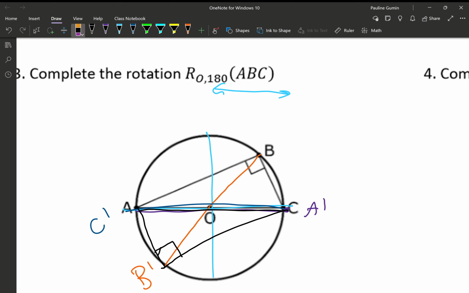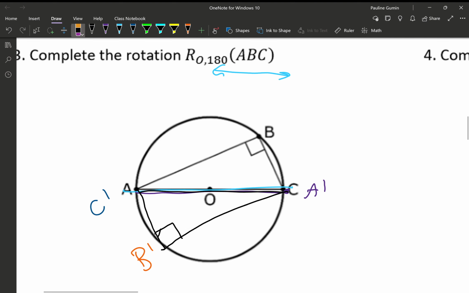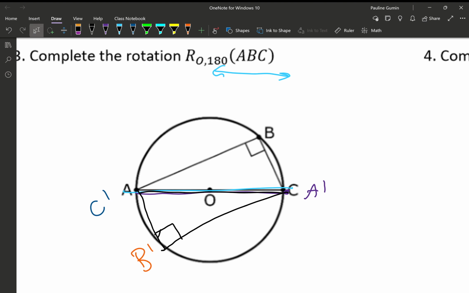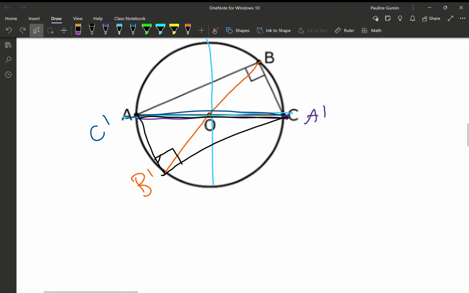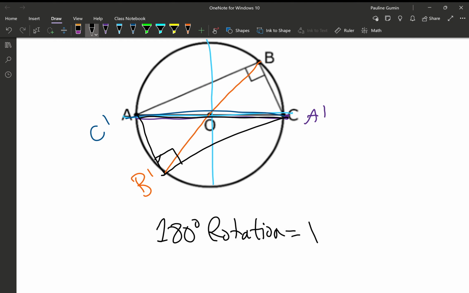Okay. Now, something that you might notice, and we did talk about this in class, is this 180-degree rotation created a reflection. And that's something we can jot down. 180-degree rotation equals reflection.